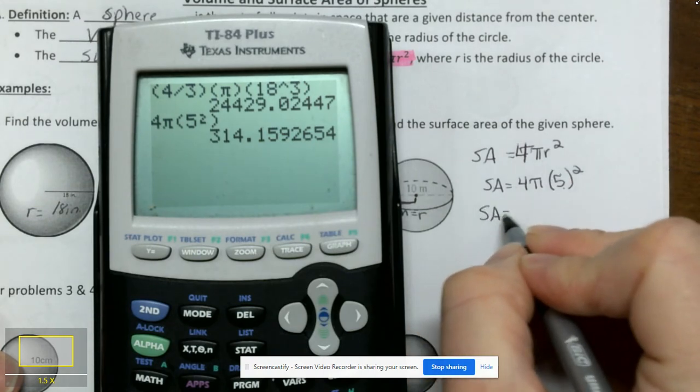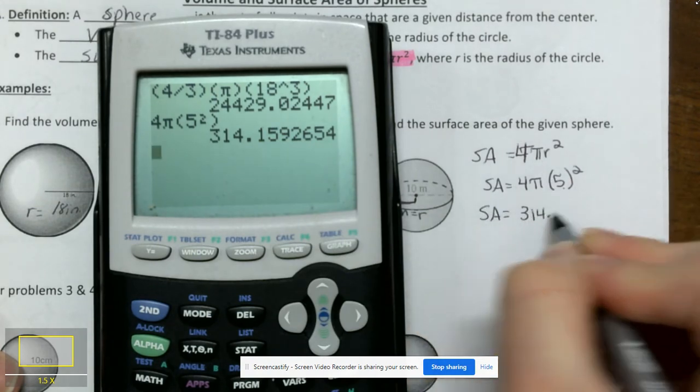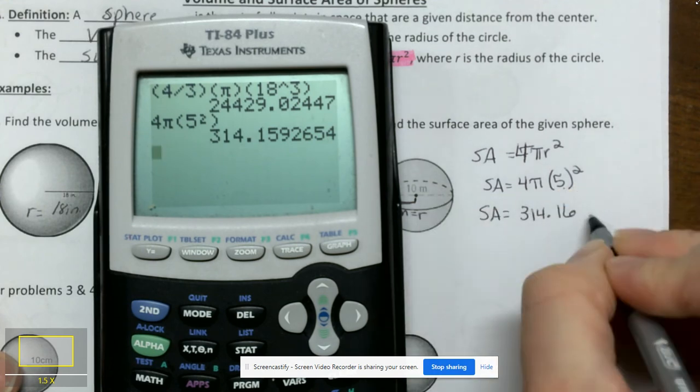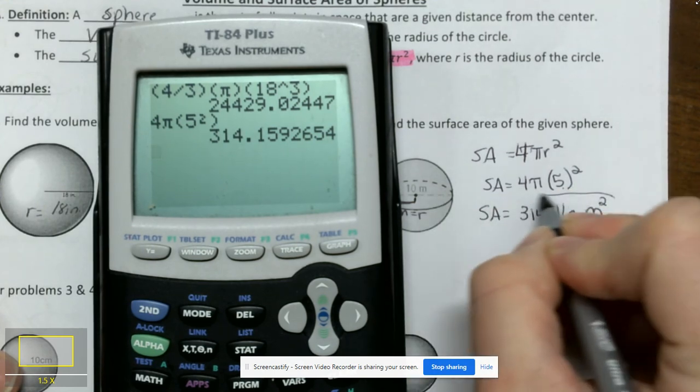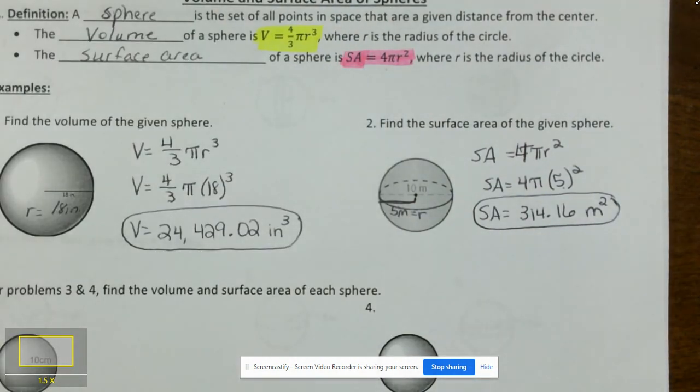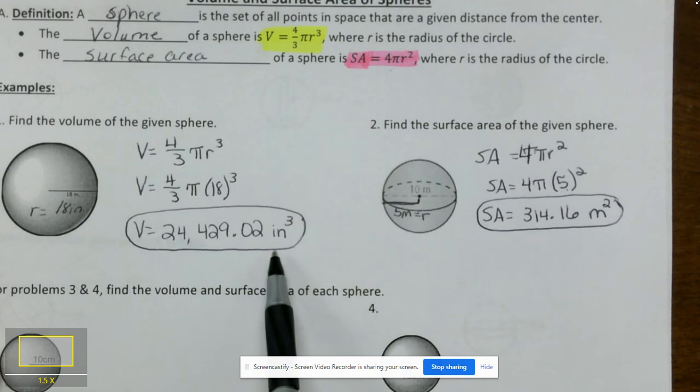So our surface area is 314.16. Now this time, since we squared meters, it's meters squared. So that's different than volume. When you're talking about area, area is squared, but when you're talking about volume, volume is cubed.